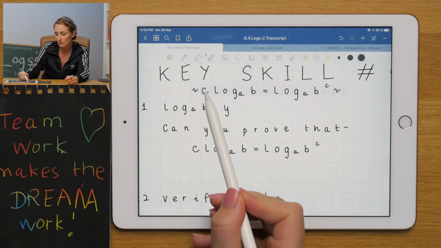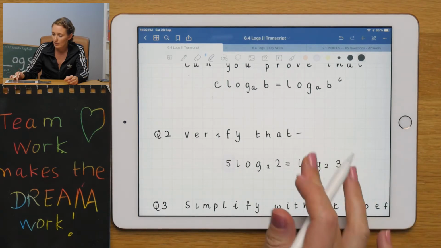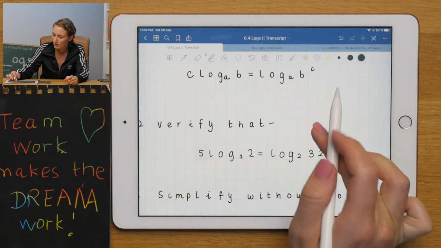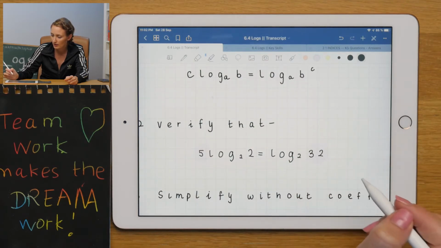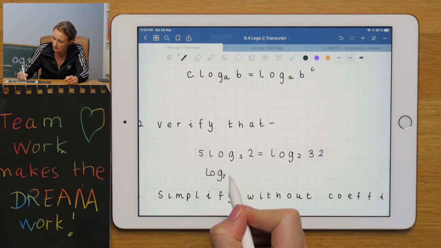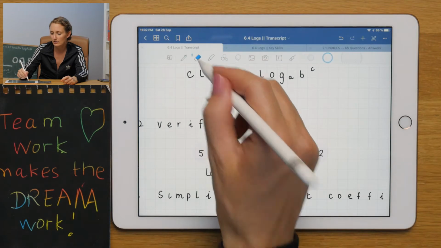The last rule, very neatly written up here, states that if you have a number in front of your log, say a 5 there, that 5 can be put up as a power on your number. So for example here, this would be the same as 2 power 5. I'm going to keep that inside a bracket. That's going to be important later.